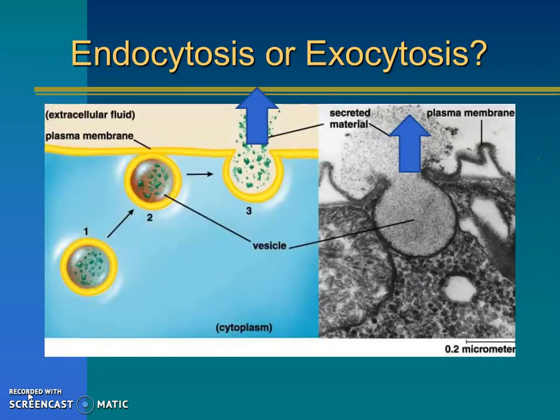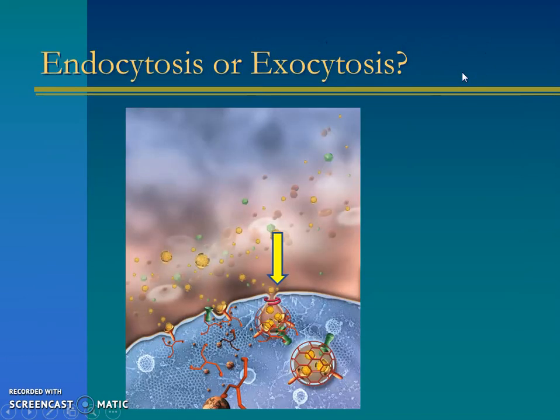Let's check for understanding. Is this endocytosis or exocytosis we're seeing based on the direction of the arrow movement? Oh, it's exiting, so it must be exocytosis. Exit, exocytosis. Is this exo or endocytosis? Oh, it's endocytosis because the arrow's pointing in. Enter. All right, well, hopefully you're getting it. We will practice more in class. Great job, guys.